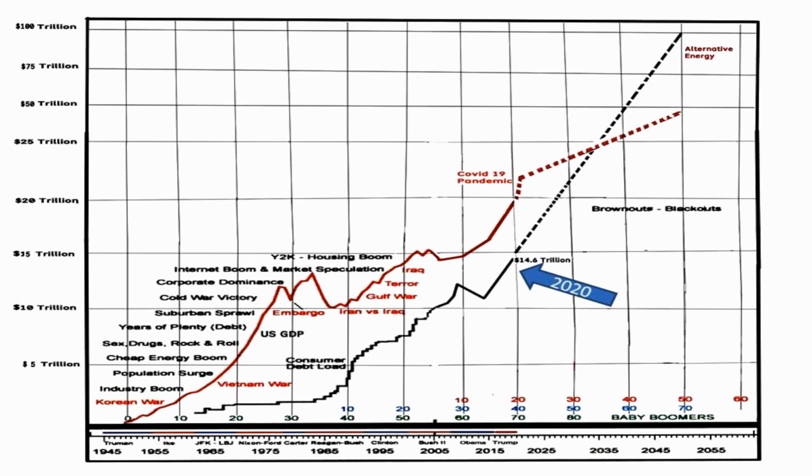If you look at the year 2020 on the chart, consumer debt is $14.6 trillion. And by 2050, when the country is 100% renewable, our consumer debt will have increased to $100 trillion, and we will still not have a reliable source of energy.